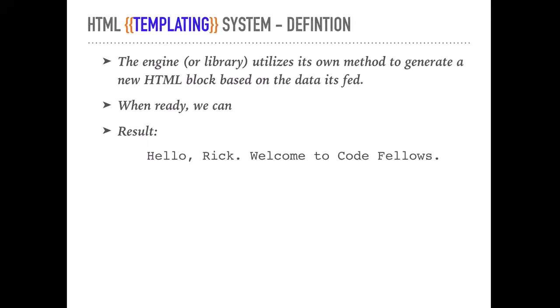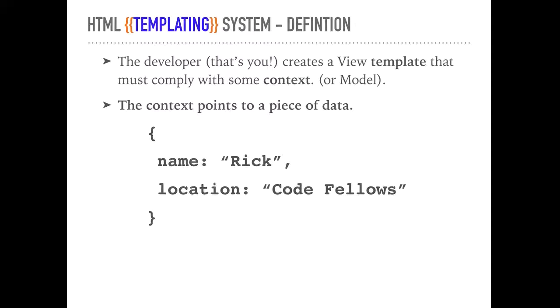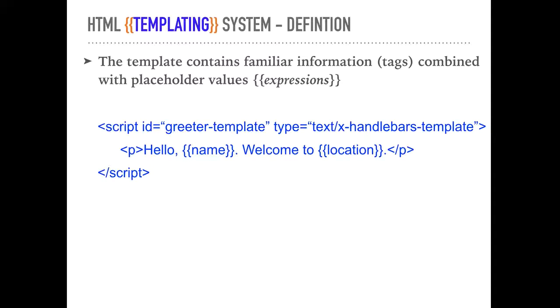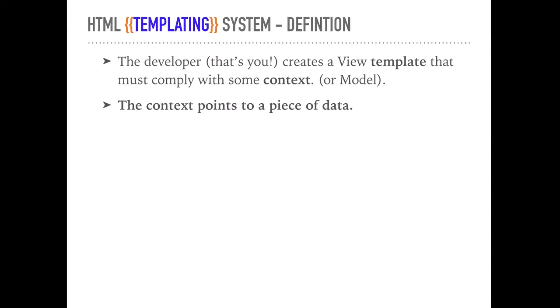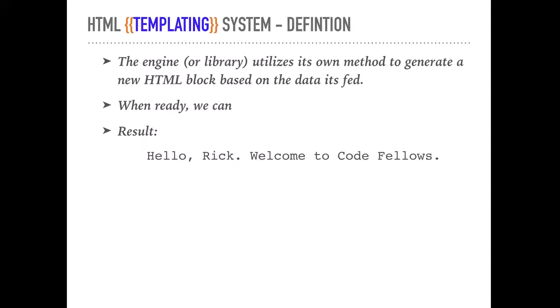So the Handlebars engine or library will utilize its own method to generate a new HTML block based on the data it's fed. So it's going to take that template and it's going to fill in that template. And then when we're ready, we can actually append it to wherever we want to. And then we can get a result just like this. So there's name with value, location with value. If we go back to our script ID, there's name and location in the double curly braces. Name and location on our object. And now it's all together.